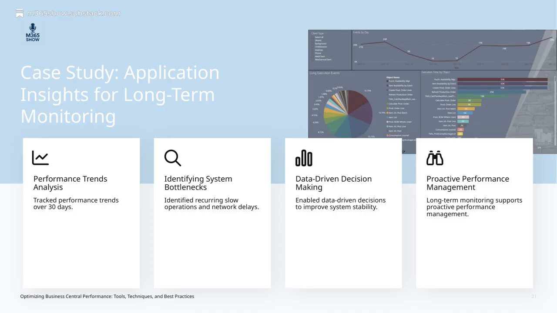For example, through monitoring, we identified recurring slow operations and network delays that were affecting overall performance. Tracking performance trends over a 30-day period gave us valuable insights into patterns and potential bottlenecks. This ongoing analysis helps us stay ahead of issues and optimize the system over time. Overall, these practices reinforce the importance of proactive management and continuous improvement in maintaining a healthy, high-performing Business Central environment.